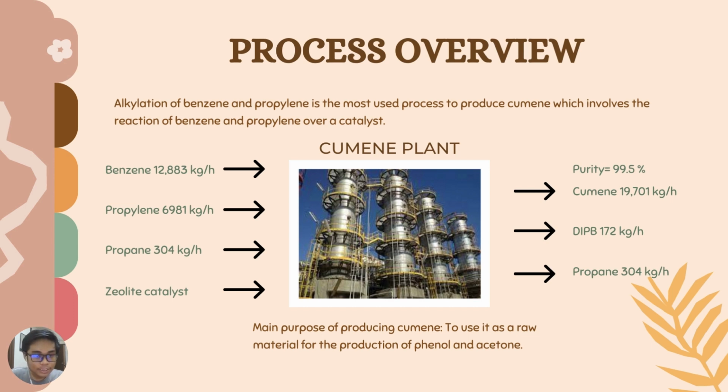And as you can see here, our feed is benzene, so we put in about 12,883 kilogram per hour of benzene, with almost 7,000 kilogram per hour of propylene, as well as 300 kilogram per hour of propane. With the help of zeolite catalyst, our cumene plant is able to produce a purity of 99.5% of cumene, in the amount of 19,701 kilogram per hour. And our target production is actually just 11,415 kilogram per hour. So this is sufficient. And the IPB is at 172 and propane is 304 kilogram per hour.